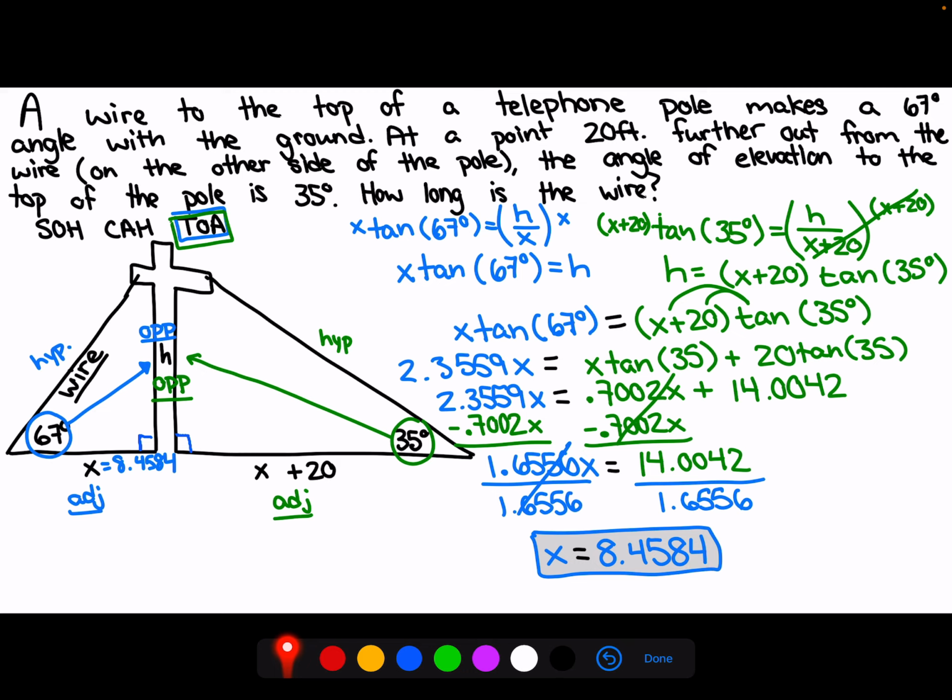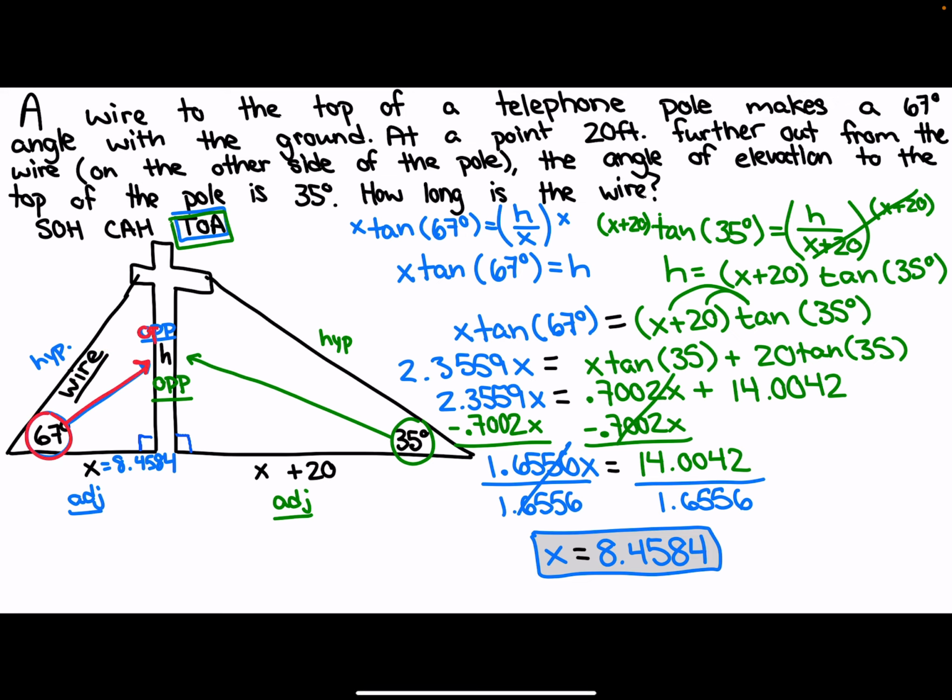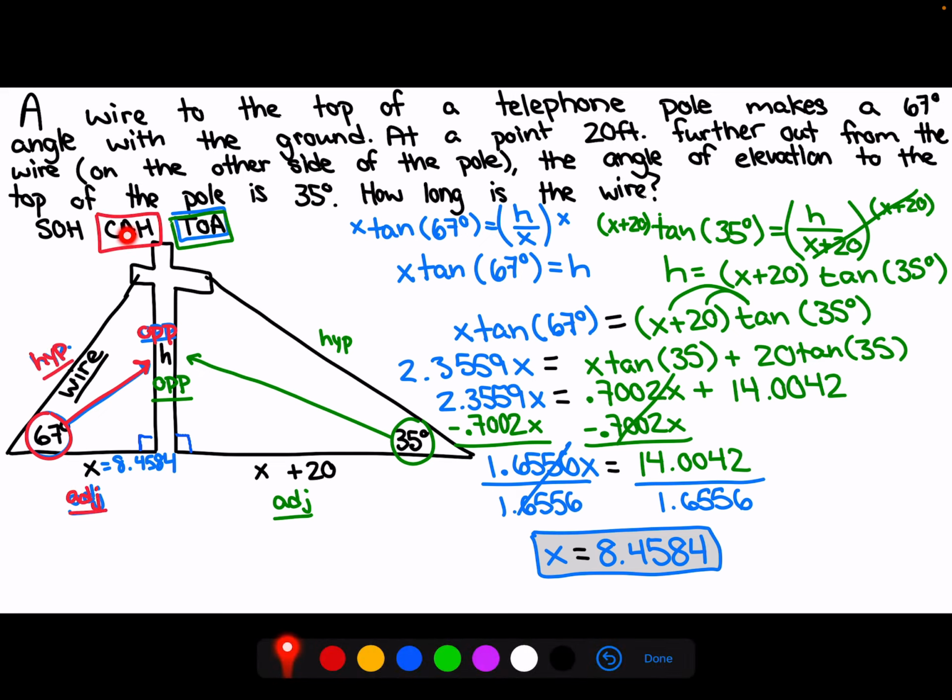But that's not what we're trying to solve for. We're trying to solve for the length of the wire. So we're trying to solve for this hypotenuse over here. Well, now that I have this x value, I should be able to solve for the hypotenuse using right triangle trig. So therefore, I'm going to go ahead and go back to this triangle here. And this time I'm going to try and solve for w, my wire. So opposite is still h, adjacent is still x, and hypotenuse is still the wire. This time, since we have hypotenuse and adjacent, we'll use cosine.